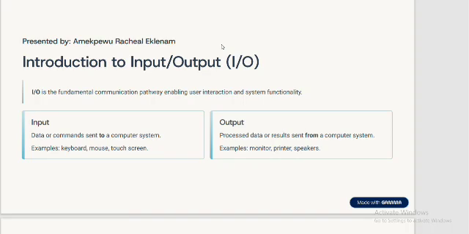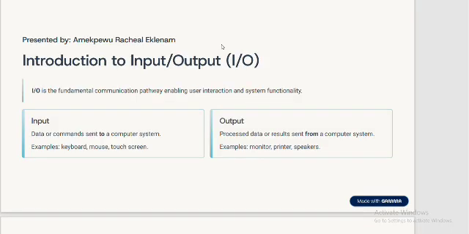Then we move on to the output. The output is processed data or results sent from a computer system. That means it brings out the necessary results that we require when we activate our inputs. So it gives us processed data. We have examples like the monitor, the printer, and speakers.